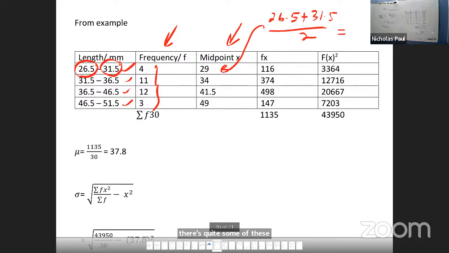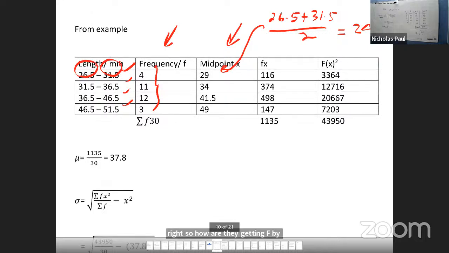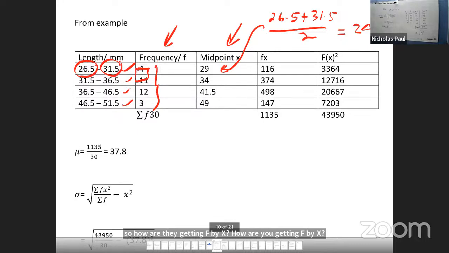Add that, and we get 29. Add it and divide by 2 and you get 29. So how are we getting f times x? Watch me. You take your frequency value, which is 4, and you multiply by 29, and you get that. That's f times x.